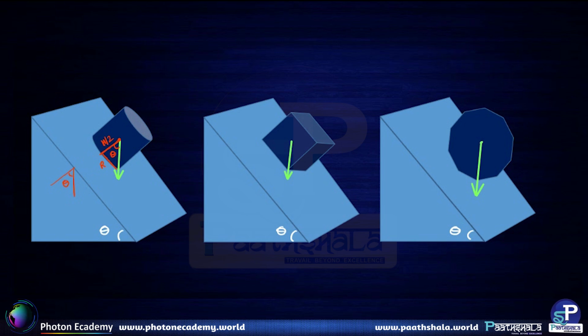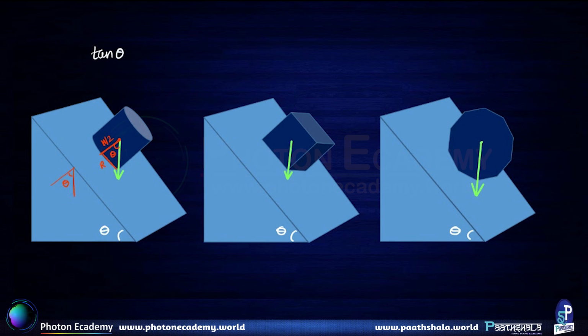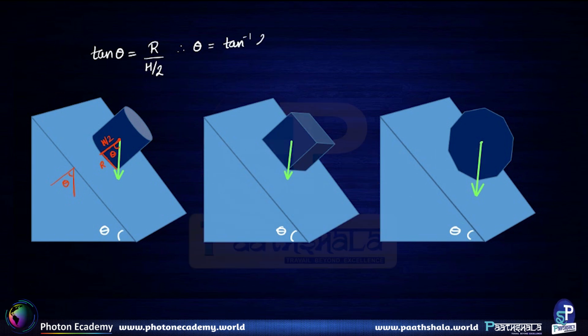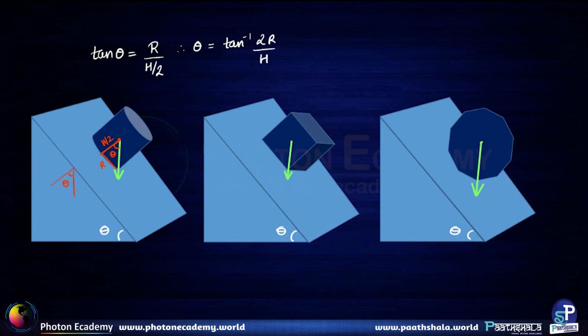Alright. So we can now write down tan theta as r divided by h by 2. Tan theta is equal to r divided by h upon 2. That's it. Therefore, theta is going to be equal to tan inverse of 2r upon h. All of us while studying physics should be familiar with the inverse trigonometric functions, definitely. So similarly, other objects can be analyzed.